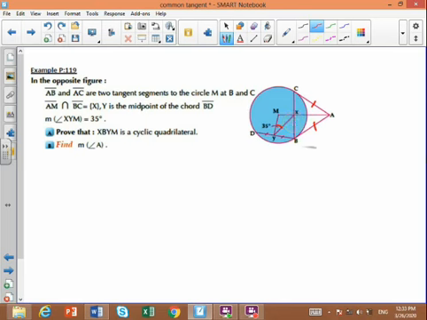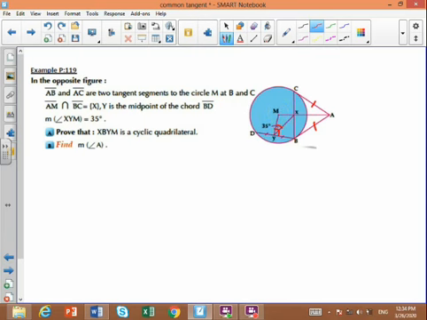Cyclic quadrilateral, maybe two opposite angles equal 180. I have different ways to prove it. Maybe the exterior angle equals the interior opposite angle. Okay, what I have here, these are equal. What else? Y is the midpoint and this line comes from the center, so this is 90 degrees.